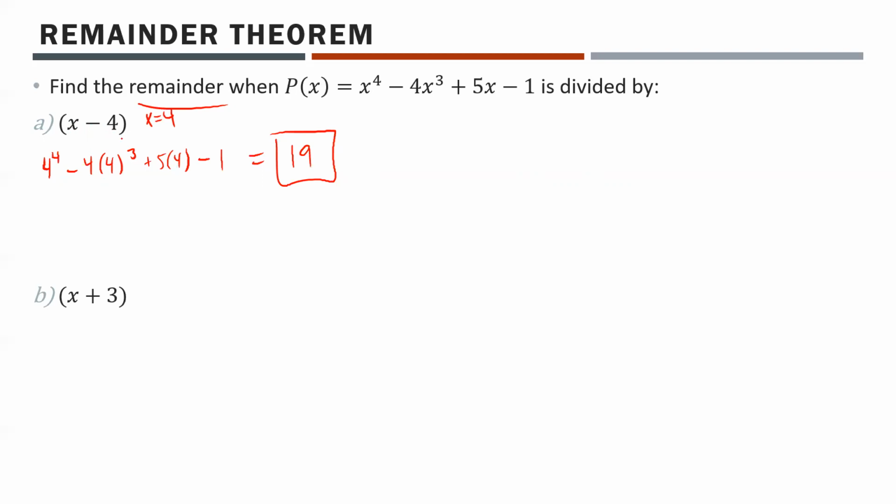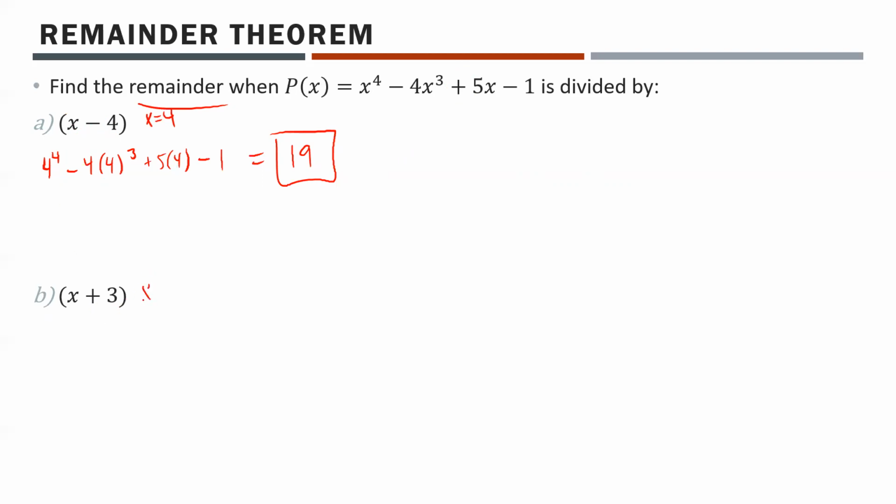If you didn't know about remainder theorem, you'd have to use synthetic division on this. Keep in mind, we're missing an x squared in the middle, so you'd have to put a 0 in for that. It'd be a lot more time consuming. Remainder theorem, where you just plug in whatever makes your binomial equal to 0, saves you a huge amount of time. Now, what about this next one, x plus 3?